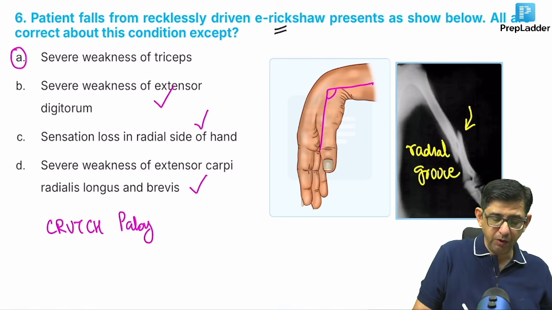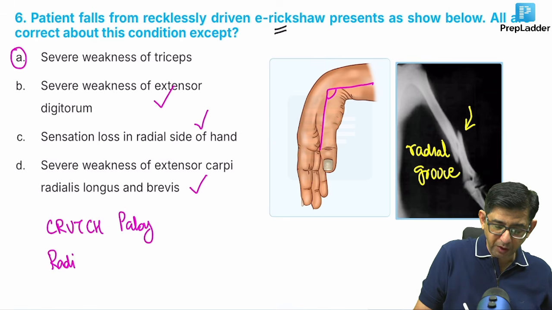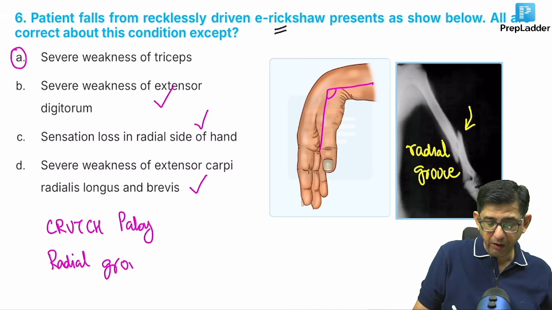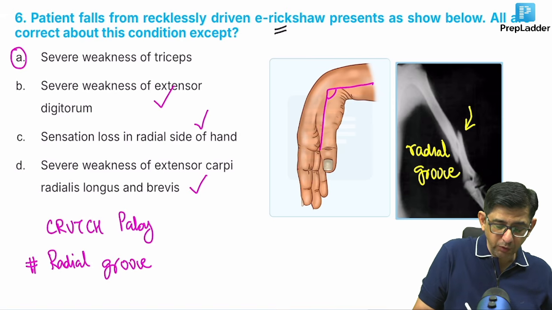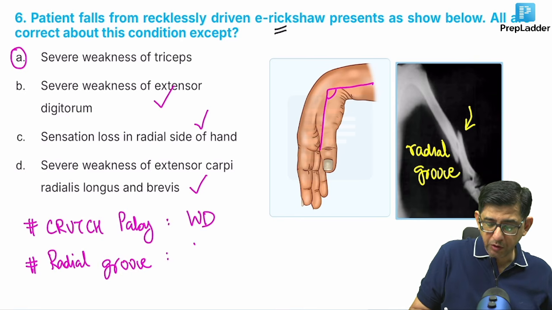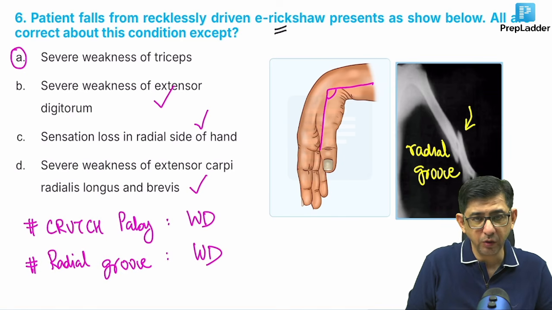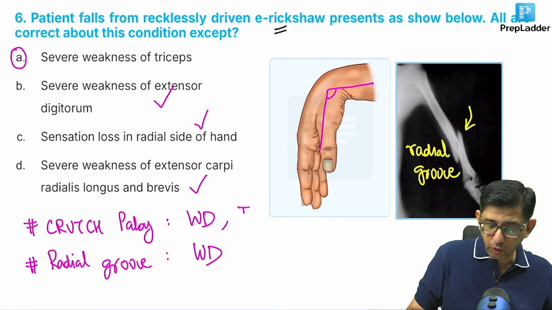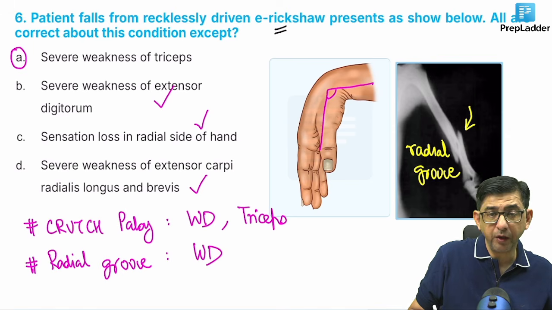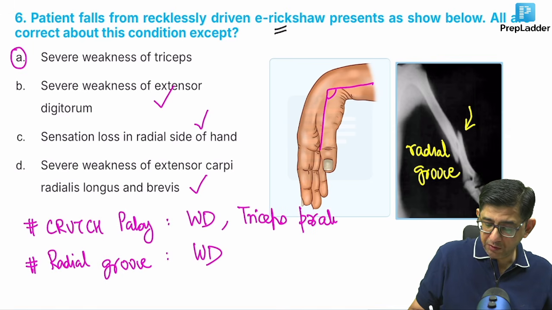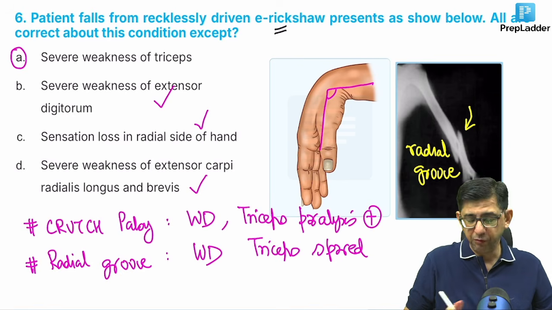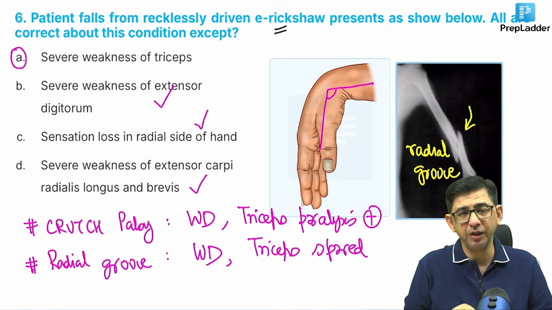But whenever there is a fracture of the radial groove, that is the spiral groove where the radial nerve runs, then in those circumstances you would be having only wrist drop present in a patient. So in both of them the common thing is wrist drop. Crutch palsy will also cause a wrist drop. Radial groove fracture will also cause a wrist drop. But the difference between the two is that triceps muscle paralysis will be seen with respect to crutch palsy, but triceps will be spared with respect to the fracture at the radial groove. That fundamental difference is the one that has been tested in this particular question.